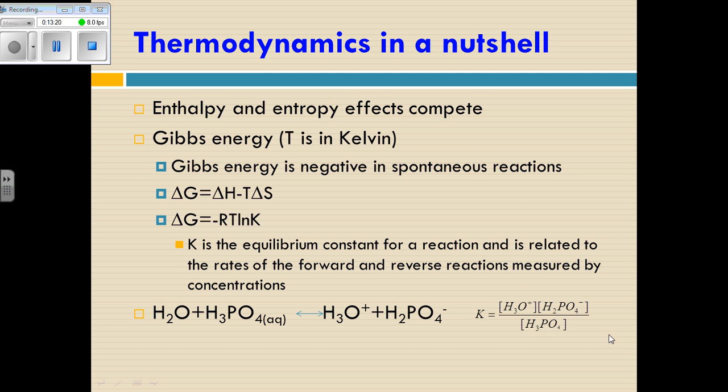One of the things you need to be able to do is write this dissociation constant. All you have to do is take the concentration of each product and multiply them together in the numerator, and then multiply the concentrations of the reactants in the denominator.